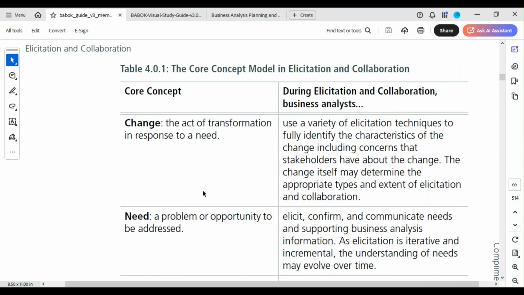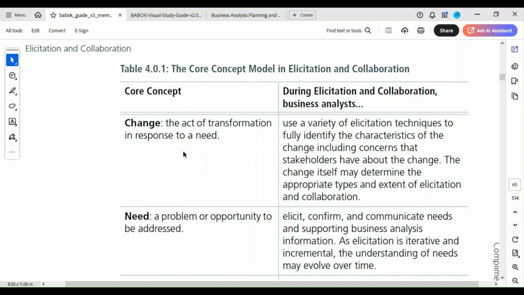Core concepts during elicitation and collaboration, business analysts do the following. Change: the act of transformation in response to a need. When it comes to elicitation and collaboration, the business analysts use a variety of elicitation techniques to fully identify the characteristics of change, including concerns that stakeholders have about the change. The change itself may determine the appropriate type and extent of elicitation and collaboration.